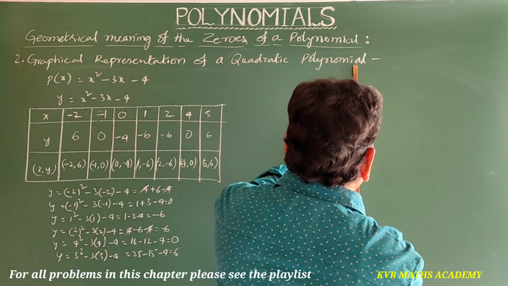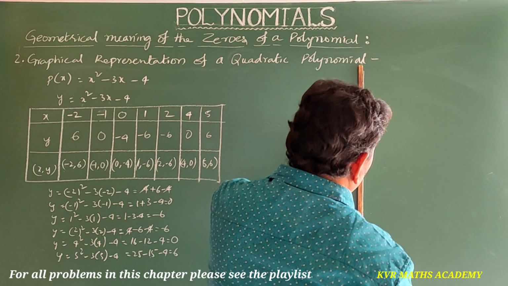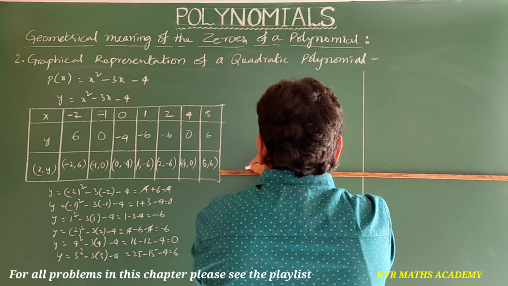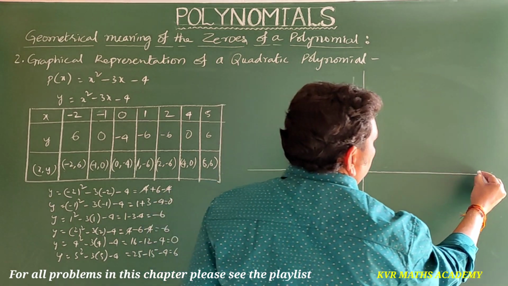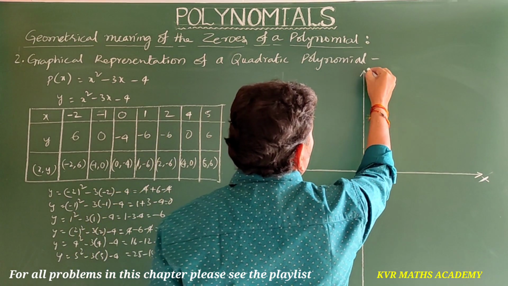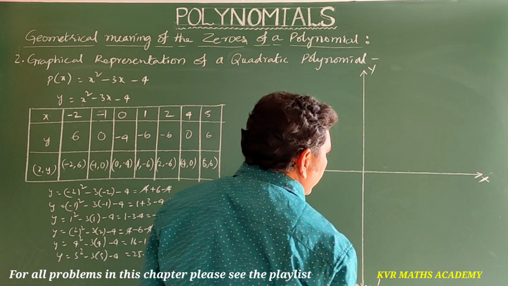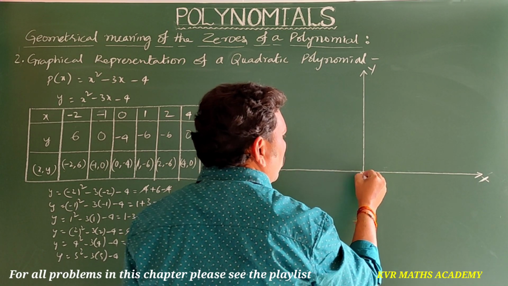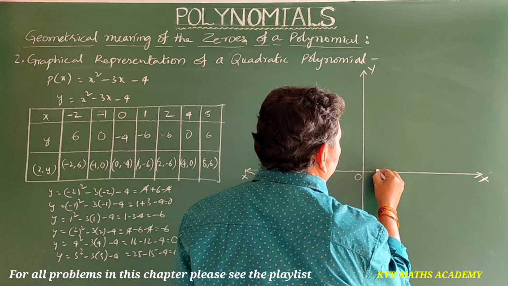See, first I am drawing the coordinate axes. Here, the vertical axis and the horizontal axis. So this is the x-axis, X dash. This is the y-axis, Y dash. Here the point where these axes intersect is O. This is called the origin, 0 comma 0. Now plot the points.